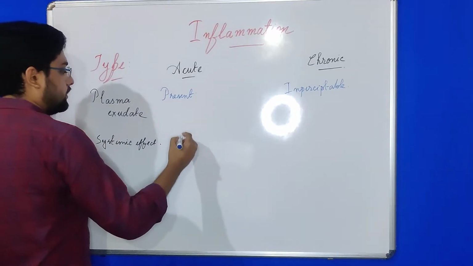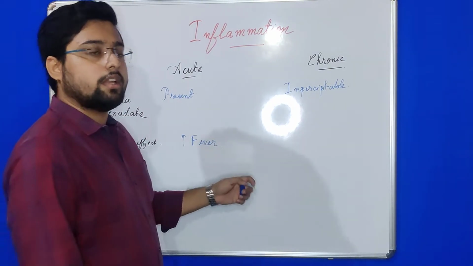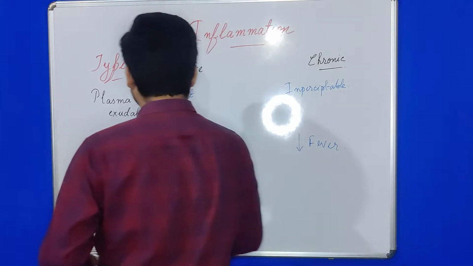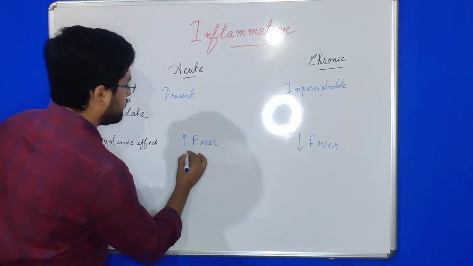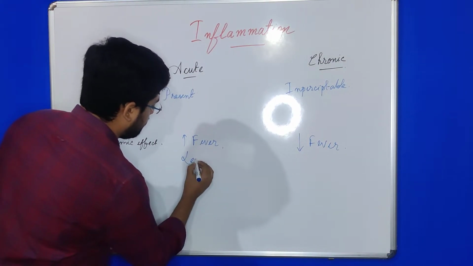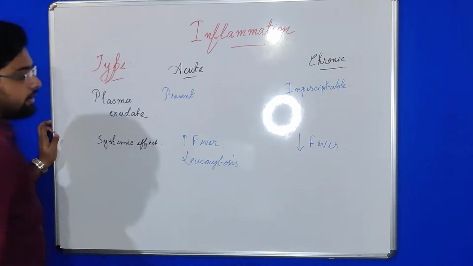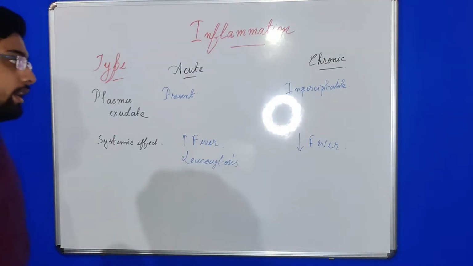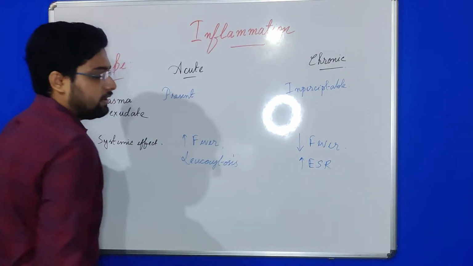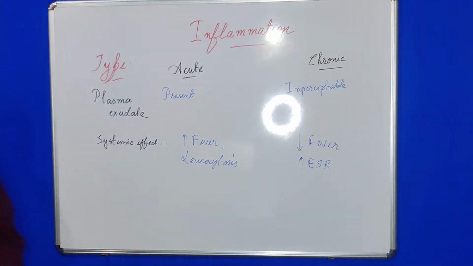Next is systemic effect. In acute inflammation, there will be high grade fever. In chronic inflammation, there will be low grade fever. In acute inflammation, there will be leukocytosis. In chronic inflammation, we will find raised ESR, or erythrocyte sedimentation rate. We all know raised ESR means infection.